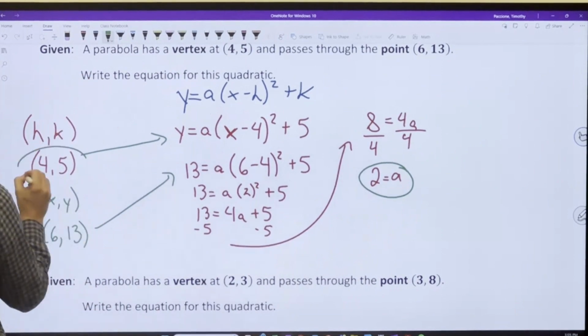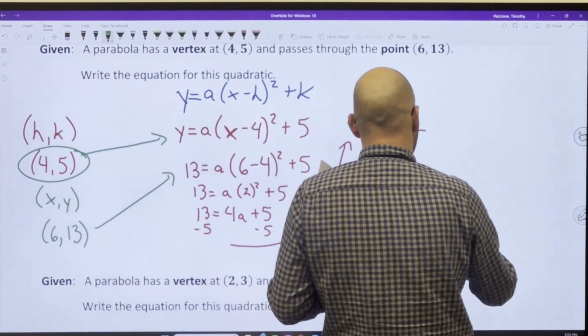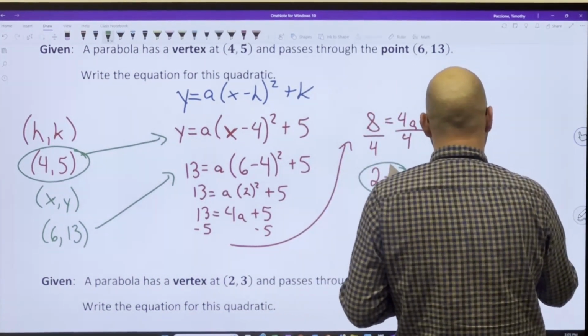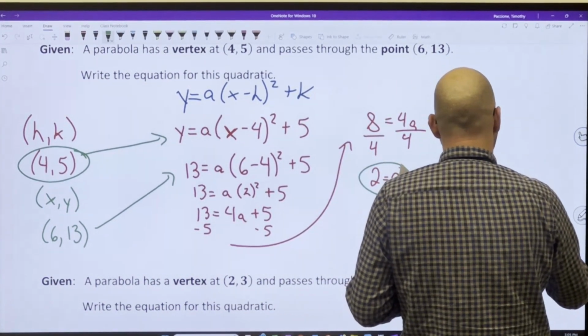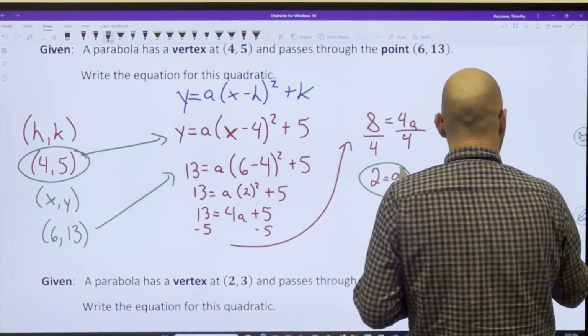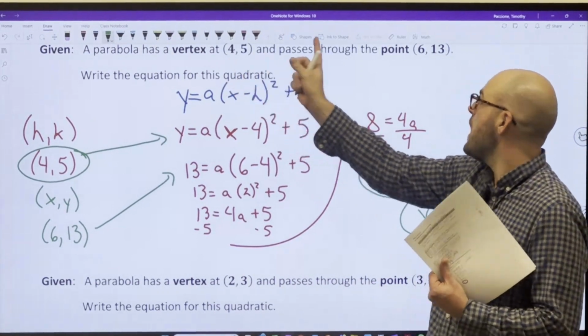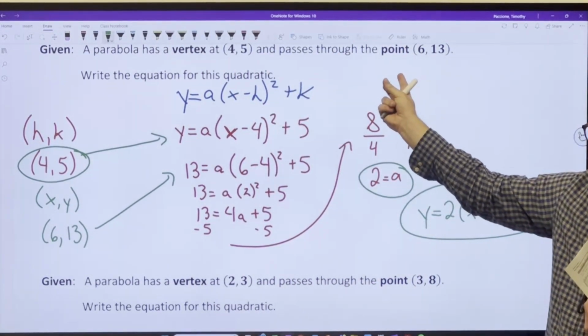Now I have my a. I already had my h and my k. I just write my equation now. So y equals 2 times x minus 4 squared plus 5. And we know that this parabola would have a vertex of (4, 5) and would pass through the point (6, 13). Okay?